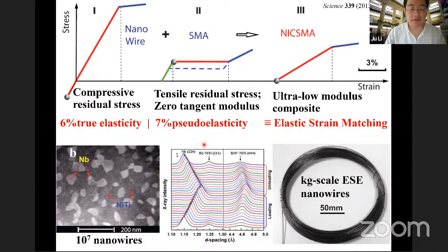And even compared to deformation twinning in FCC materials, right? At the atomic level, that gives you like 70% inelastic strain. So these phase transformations are gentle, so you do not stimulate dislocation nucleation in the niobium nanowire, and that's the trick.